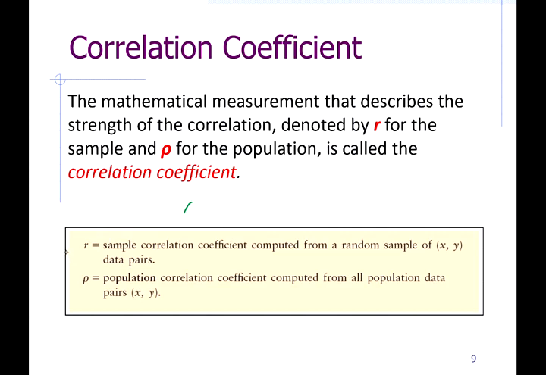As I said, lowercase r is the sample correlation coefficient, and it's computed from a random sample of values coming from some population. Rho is the population correlation coefficient. And again, the only way to calculate rho is to include every single possible data value in your population in the calculation, which we don't normally do. What we normally do is calculate the sample correlation coefficient.